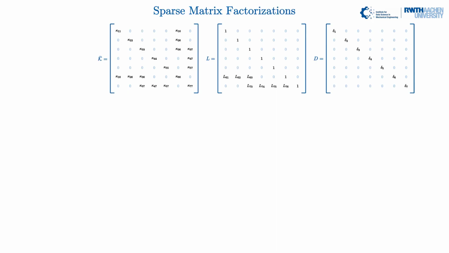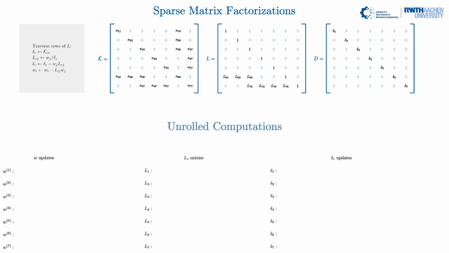To understand the contributions of this paper, let's first look at how a textbook LDL transpose factorization works. Multiplying out LDL transpose for an element of K gives the equations of the factorization. To find the matrices L and D, we iterate over elements of K and evaluate the arithmetic for each non-zero entry. We unroll operations for all non-zero elements into one program per row of L.